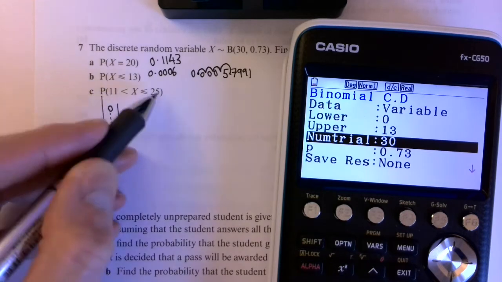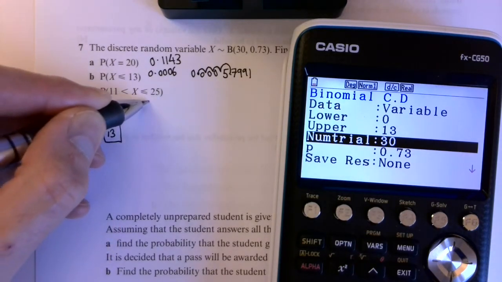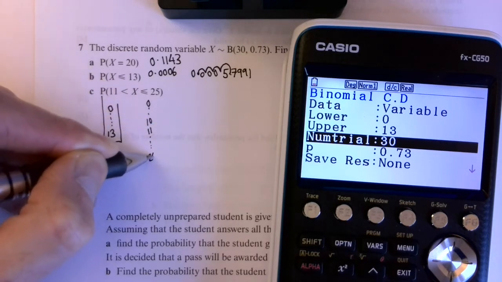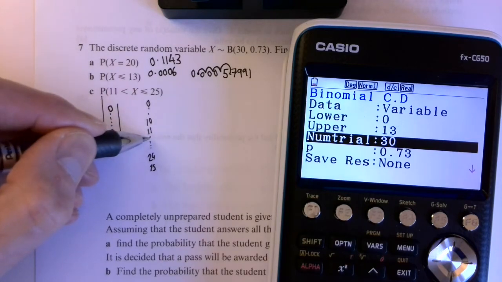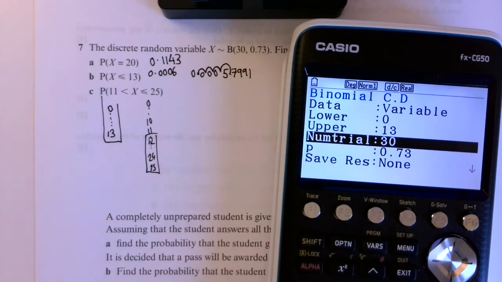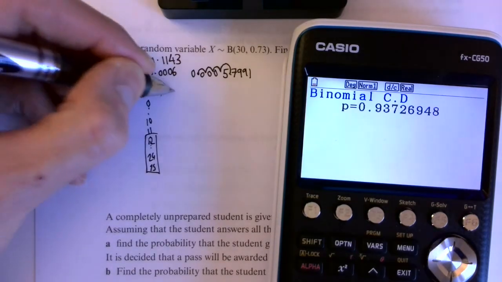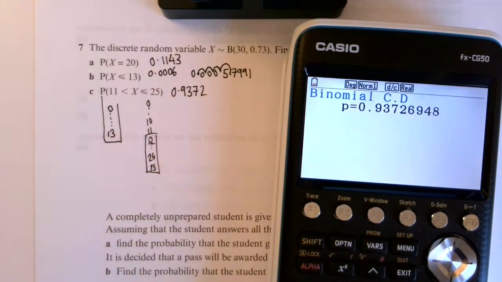And 11 to 25, but it can't be 11, so it's from 12 to 25. So my lower was 12 and my upper was 25, and that's 0.9372.